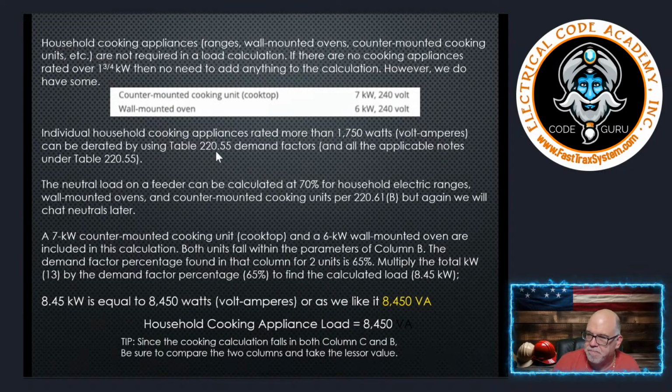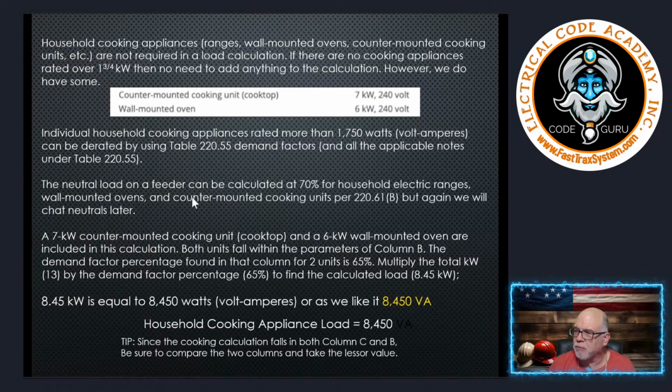220.55, right? Now, I'll remind you that once we do this, the neutral load is the same as we just did for the dryer, 70%, okay? So that makes it easy to do the neutral. That's why I like to do it as we go.